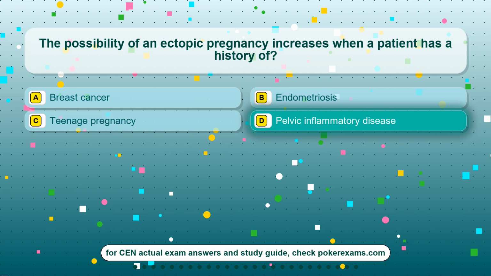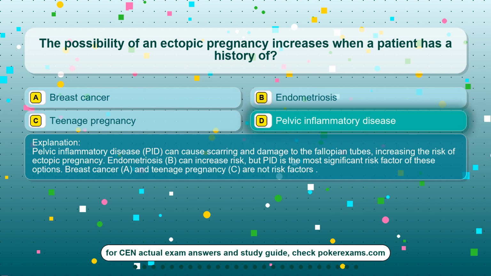The correct answer is option D, pelvic inflammatory disease. Pelvic inflammatory disease, PID, can cause scarring and damage to the fallopian tubes, increasing the risk of ectopic pregnancy. Endometriosis, B, can increase risk, but PID is the most significant risk factor of these options. Breast cancer, A, and teenage pregnancy, C, are not risk factors.